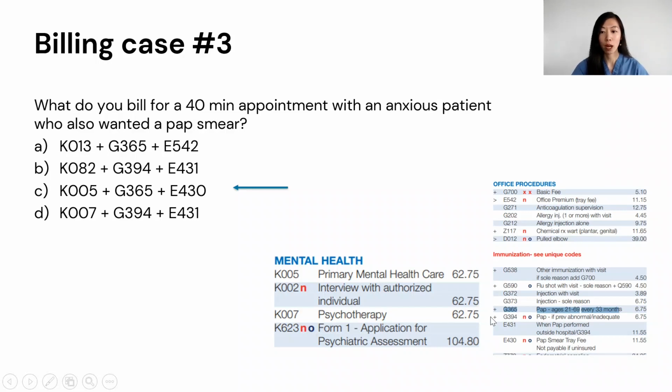And don't forget what I mentioned about the plus sign. You can add on a tray fee as well. So E430, pap smear tray fee here.